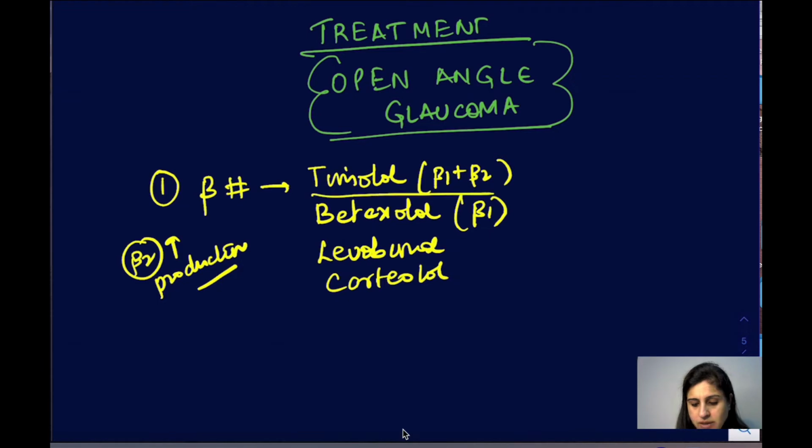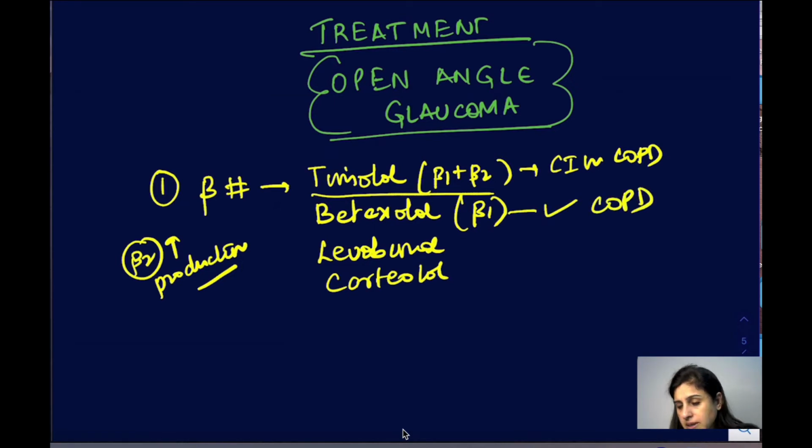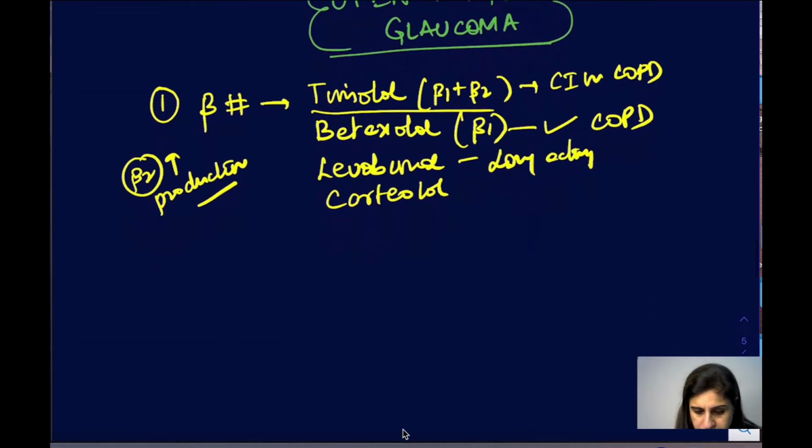Now timolol is a non-selective beta blocker, so we cannot give it in some patients because it has other effects also. They are not given in COPD because of unwanted side effects. We cannot give them in COPD and so on. Betaxolol can be given in COPD because it is a selective beta blocker. Then levobunolol is the longest acting of them. So these are the beta blockers.